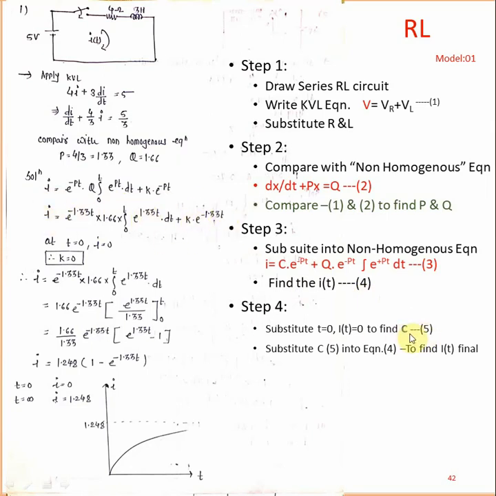After that, I need to find the constant. How to find it? t is equal to 0, I of t is equal to 0. Substitute t is equal to 0, so I is equal to 0. Then you will find the k value. Once you find the k value, directly I have moved on. So you can try that in your notes.